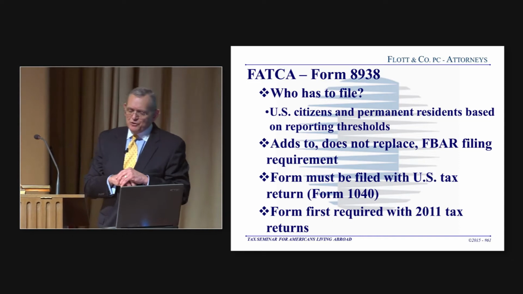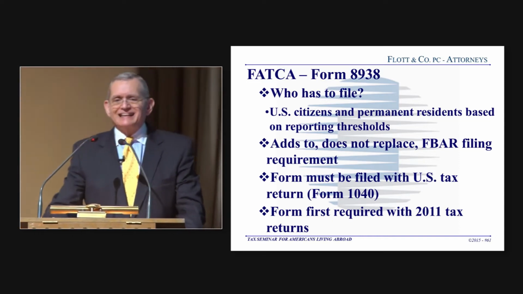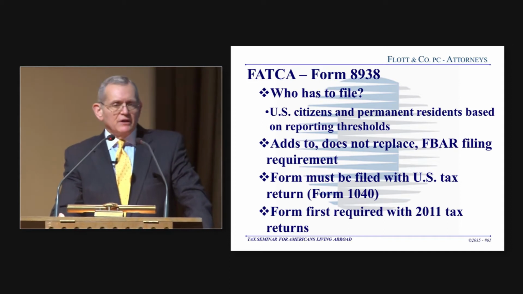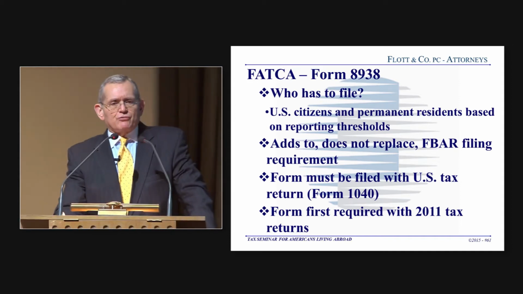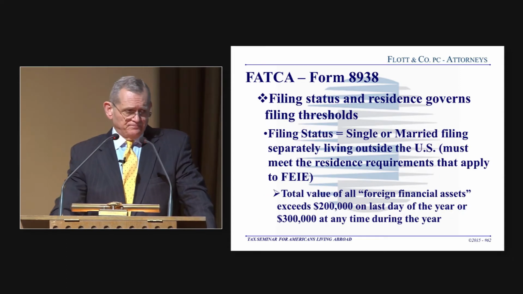The form must be filed with the U.S. tax return, and it was first required with your 2011 U.S. tax return. So if you filed a U.S. tax return for 2011 and you haven't disclosed foreign income on that return, and you didn't file a Form 8938 with that return, then you're going to be filing under the SFOP to correct both errors.